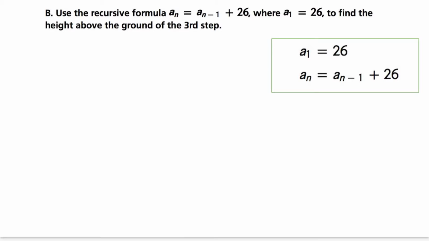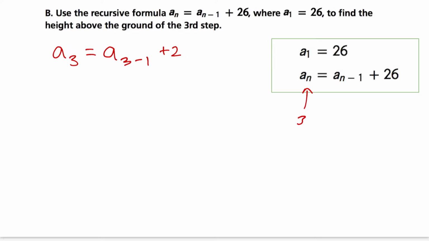We can use this formula to come up with the height above the ground of the third step. Basically, what I'm trying to do is figure out what a sub 3 is. To figure that out, I'm plugging in 3 for n, which means that a sub 3 is going to be equal to a sub n, which is 3, minus 1, plus 26.